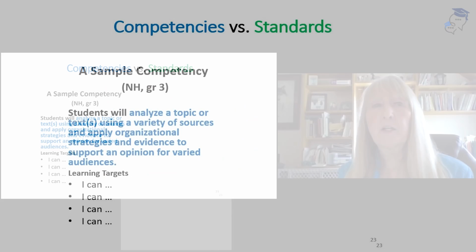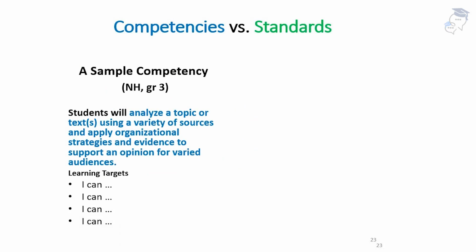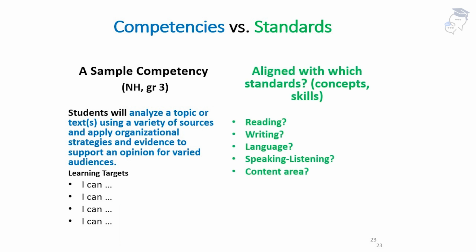A concrete example, I'm going to take an example from a 3rd grade competency from New Hampshire. And if you have a competency that says students will analyze a topic or a text using sources, applying their information, organizational strategies, and providing evidence, you would take that competency and break it down and say, well, are there some reading standards there? Are some writing standards embedded there? What about language or speaking and listening? So competency is bigger and broader.